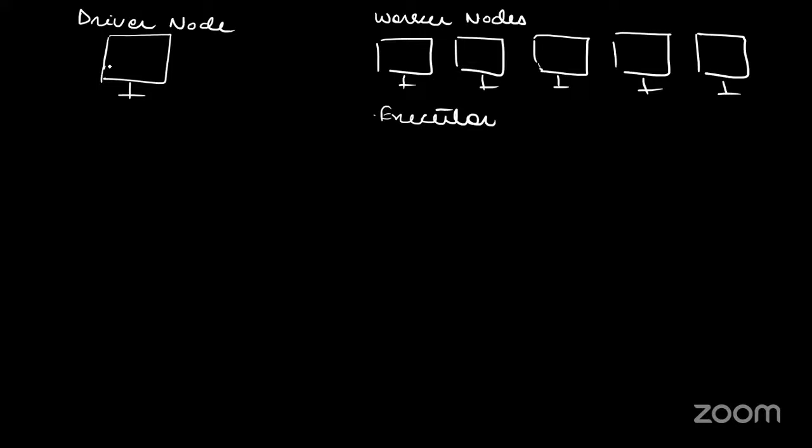So the driver node or the driver process will run your main function. And it will sit on one node on the cluster. This machine will also be a part of the cluster, but this will be the driver node. So inside the cluster, you will have one driver node and the rest will be the worker nodes or the executor nodes.